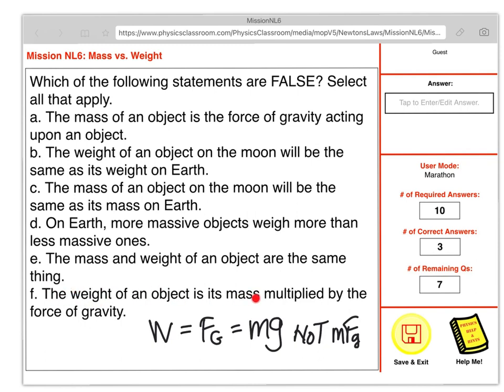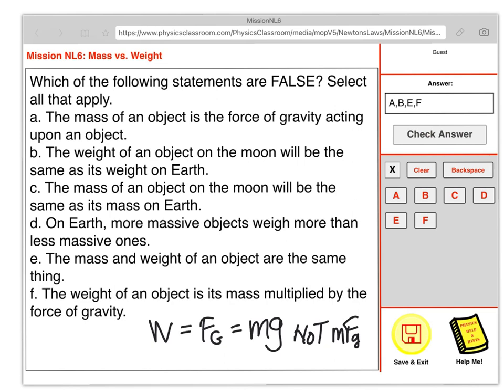The weight of an object is its mass multiplied by the force of gravity. The weight of an object is its mass multiplied by g. G is not the force of gravity. G, sometimes we call it gravity, it's acceleration due to gravity. So the weight of an object is not the mass multiplied by the force of gravity. That would be the mass times mg. So that's wrong. It's a little bit of a tricky question, but the MOPs force you to read carefully, and that's a good skill to have. Let's check.